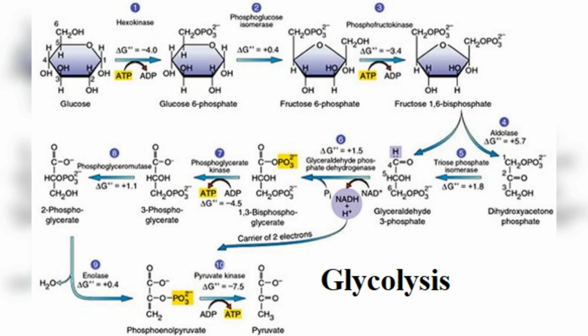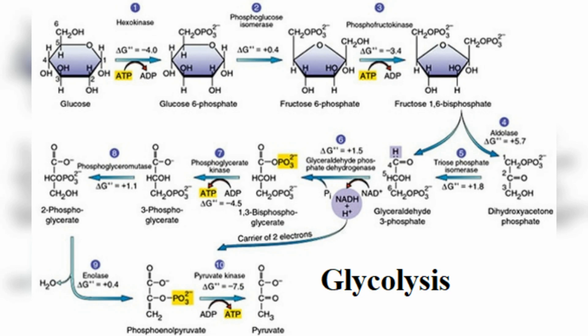This phosphorylation is important because it helps to trap glucose inside the cell by preventing it from leaving through the membrane. The next step in the energy investment phase is the conversion of glucose 6-phosphate into fructose 6-phosphate by the enzyme glucose 6-phosphate isomerase. This is followed by the phosphorylation of fructose 6-phosphate by the enzyme phosphofructokinase, which uses another molecule of ATP to add a second phosphate group, forming fructose 1,6-bisphosphate.